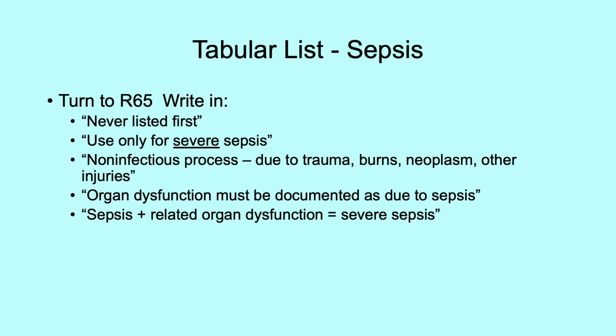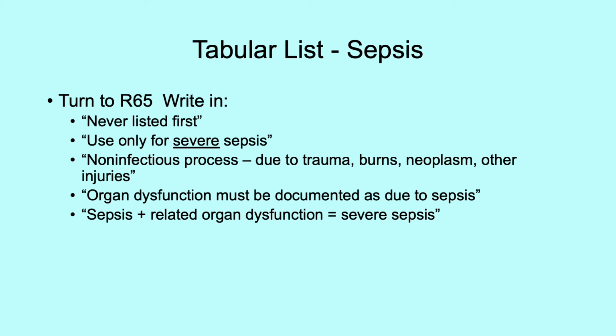Okay, sepsis. Sepsis is very confusing. So turn to R65 in your book and write never listed first, only severe sepsis, and also some of the codes talk about non-infectious process. So let's define what that means. Trauma, burns, neoplasm, other injuries, okay?